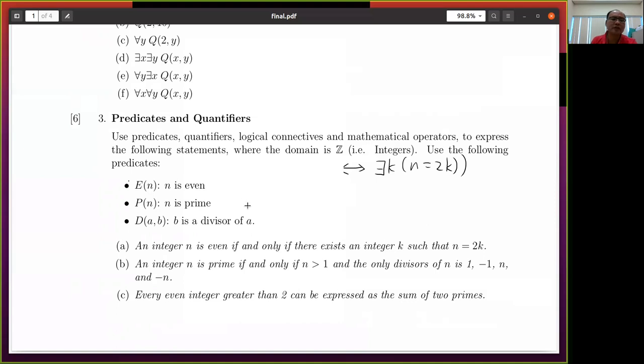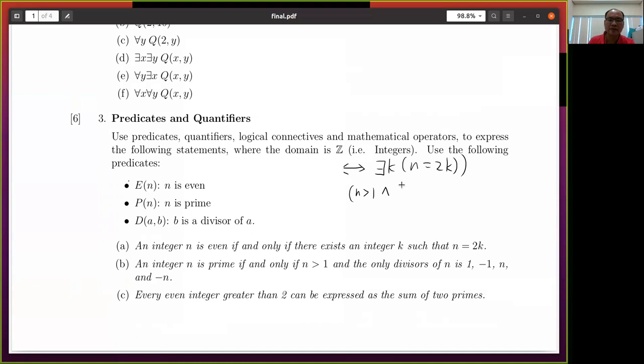Part B: an integer is prime if and only if n is greater than 1 and the only divisors of n are 1, minus 1, n, and negative n. So for all n, n is prime if and only if, okay, if and only if what? n has to be greater than 1 and the only divisors of n are 1, minus 1, n, and minus n. So what do we say?